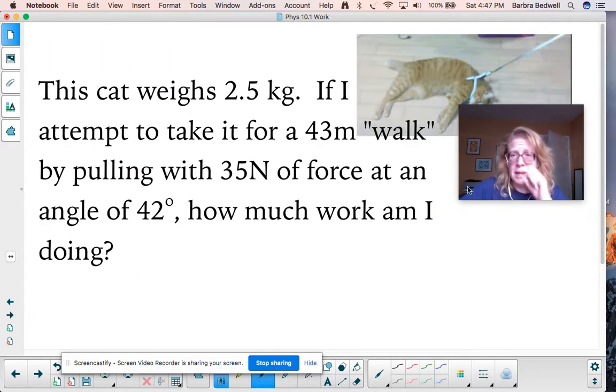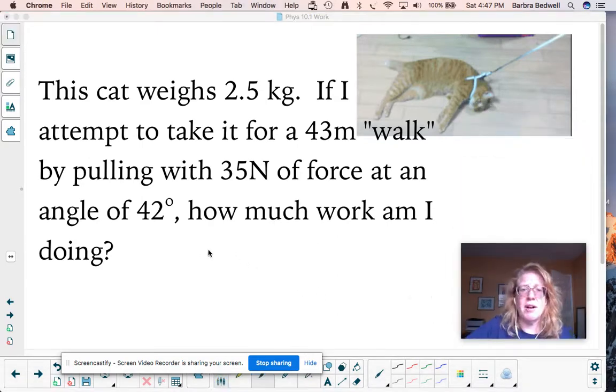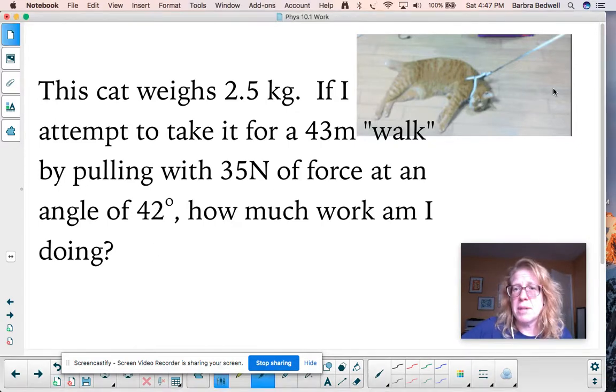Here's an example of this sort of problem. Here I am taking my poor cat for a walk. My cat weighs 2.5 kilograms. If I take it for a 43-meter walk by pulling it with 35 newtons of force at an angle of 42 degrees, how much work am I actually doing? Here's my picture. The 42 degrees is the angle I'm referring to. My applied force is 35 newtons, and my cat weighs 2.5 kilograms.